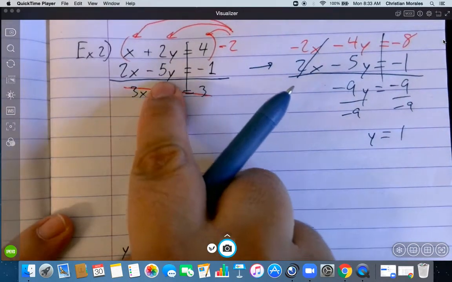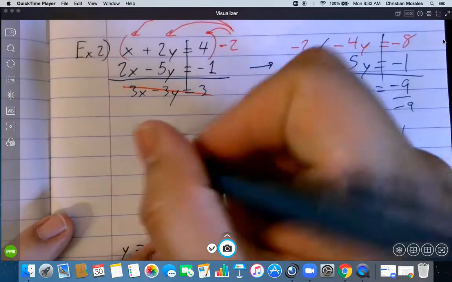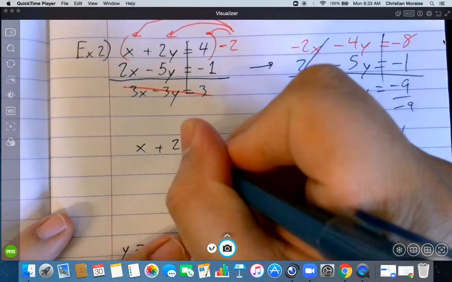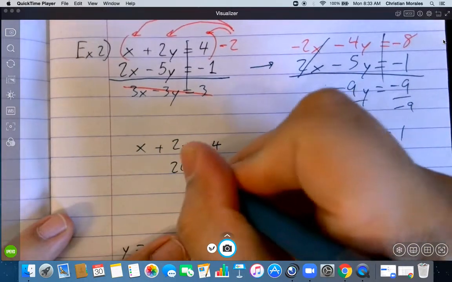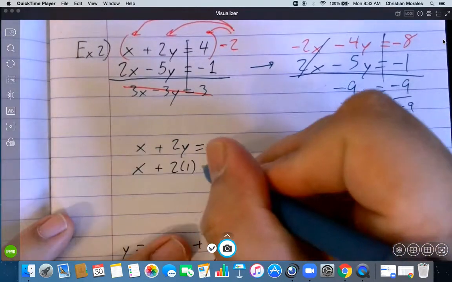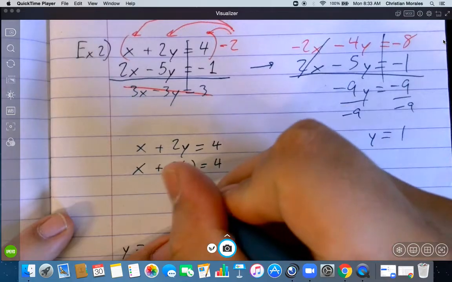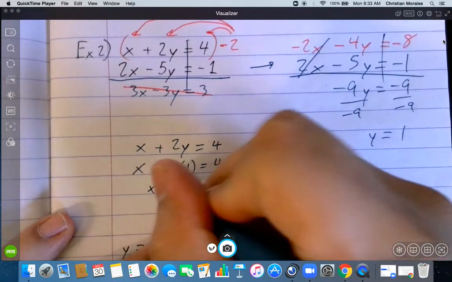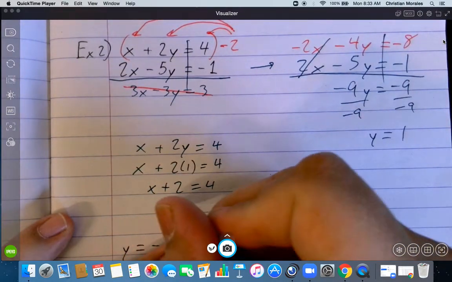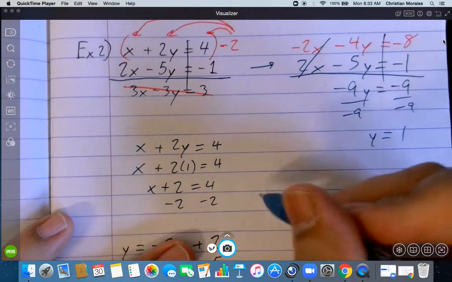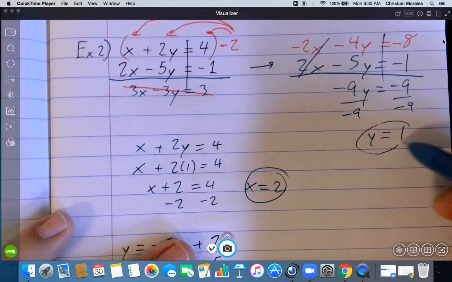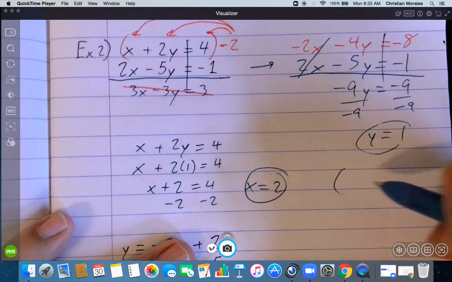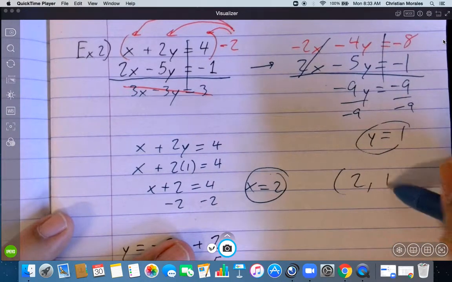Then I go to the original problems. I'm going to pick the top one this time. So I'm going to pick this one. I'm going to replace the y with a 1. Substitute it. So 2 times 1 is 2. Now I got to get rid of that 2. So inverse operations. And I get this answer. So these are my two variables, x and y. My answer as a coordinate would be 2, 1.